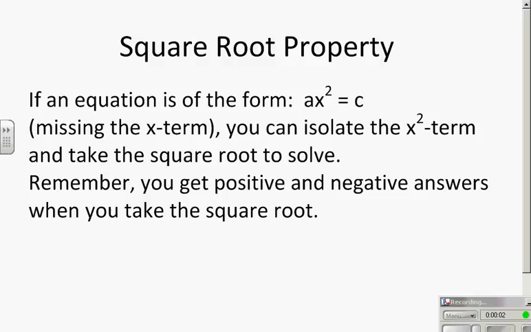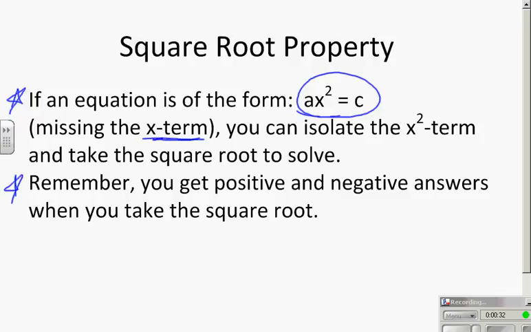Now, a second method we can use for solving is called the square root property. And we actually kind of did some of this in reverse. This has a very limited use, and we can only use it if an equation is of the form ax squared equals c. Notice there's no linear x term. So then basically we can isolate the x squared term, take the square root to undo it to solve.